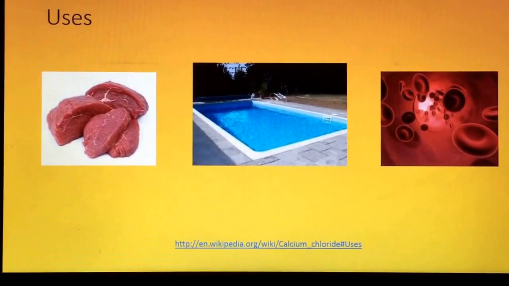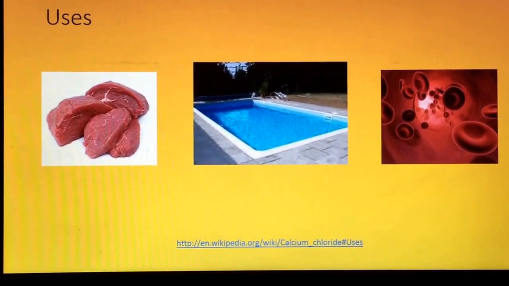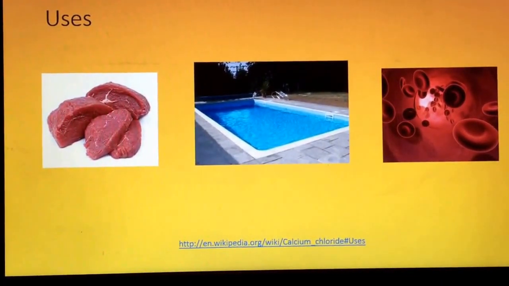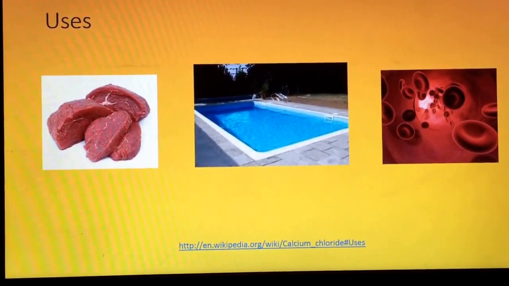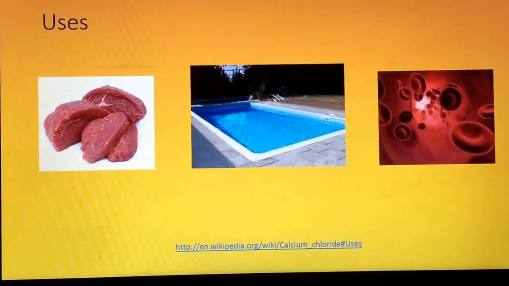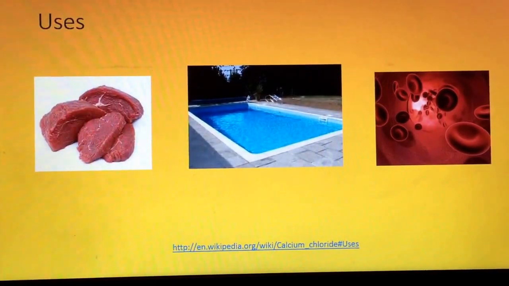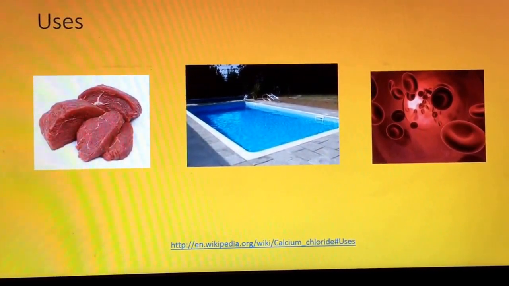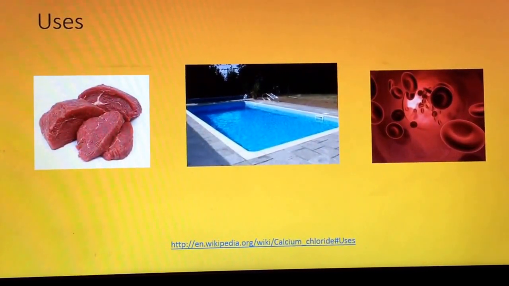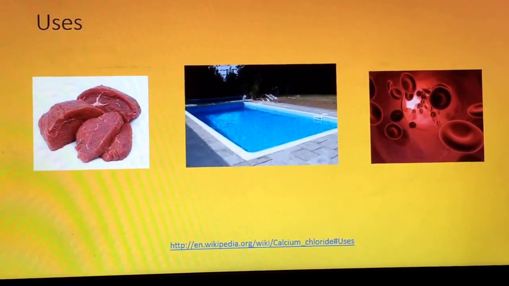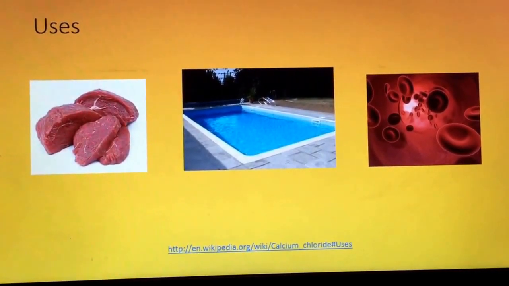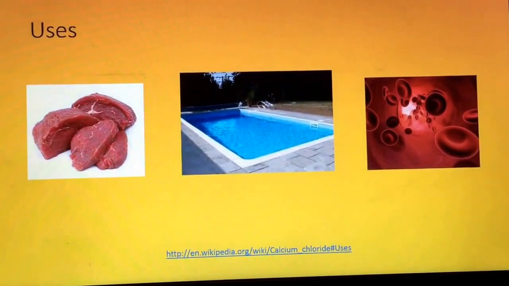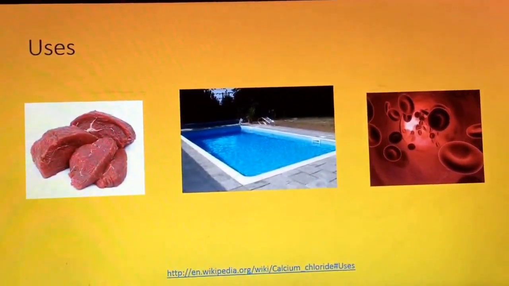Some uses for calcium chloride. It can be used as a desiccant, which is a drying agent, and the FDA approves it as one of the most useful desiccants to preserve meats and refrigerated foods. It can also be used to de-ice surfaces like roads during the wintertime, and it can also be put in pools to increase the amount of chlorine in the water so that it stays clean, and it can be used to clear calcium deposits in the bloodstream too when it's aqueous.